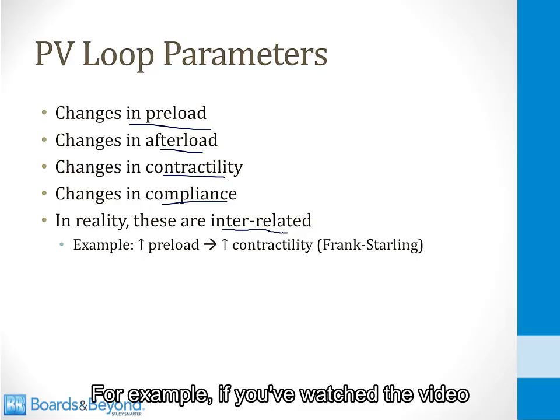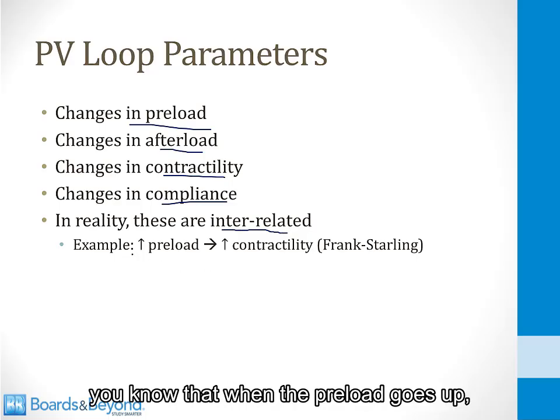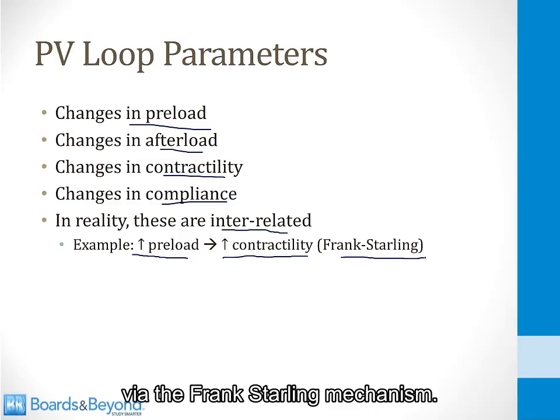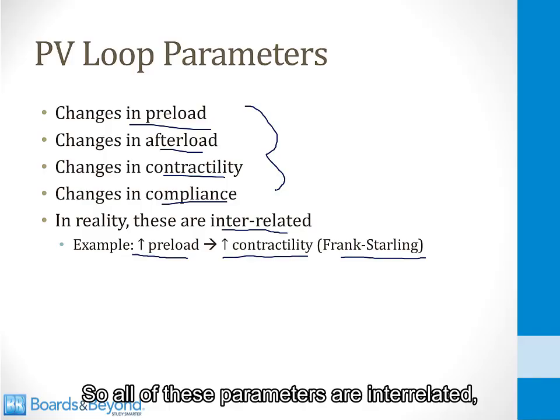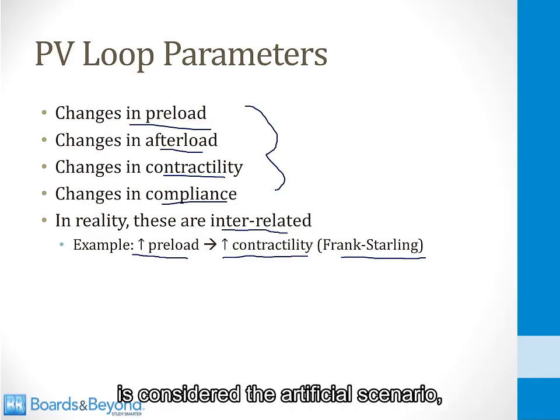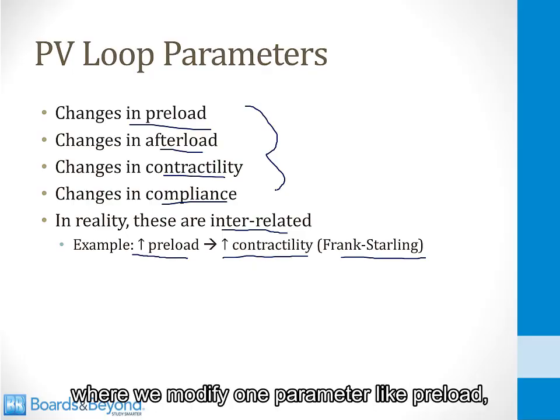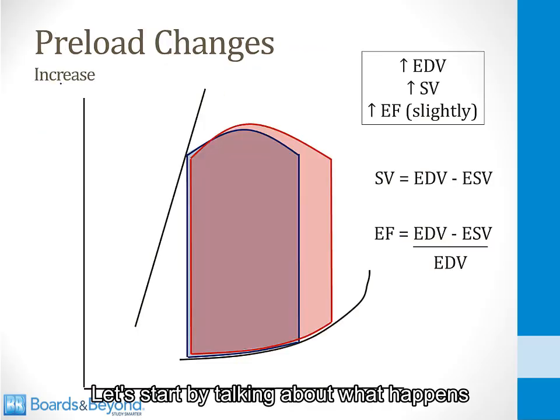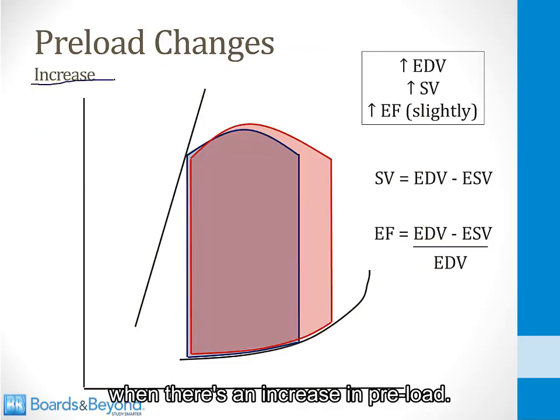For example, if you've watched the video on Starling curves, you know that when the preload goes up, the contractility goes up via the Frank-Starling mechanism. So all of these parameters are interrelated, but what we're going to do in the next few slides is consider the artificial scenario where we modify one parameter like preload but keep the other parameters like afterload, contractility, and compliance constant. Let's start by talking about what happens when there's an increase in preload.